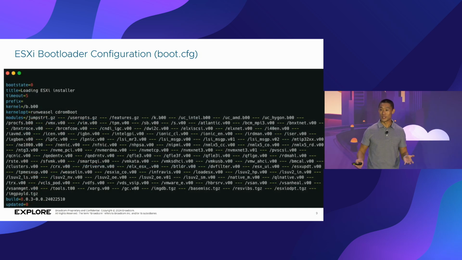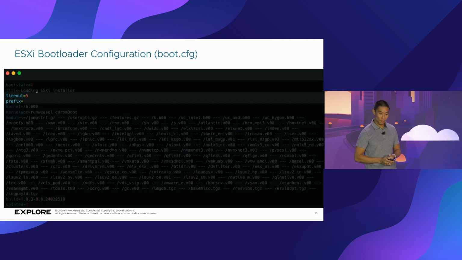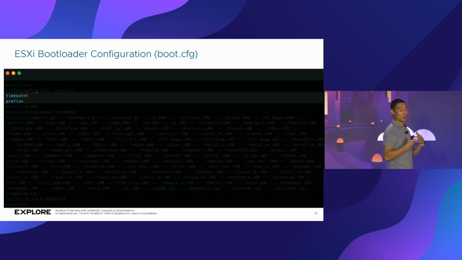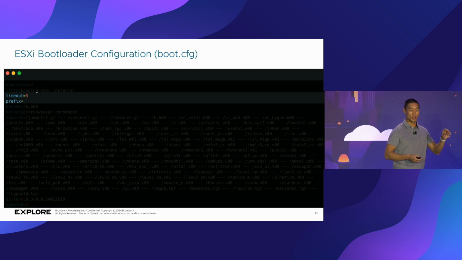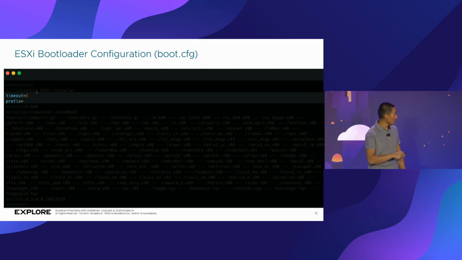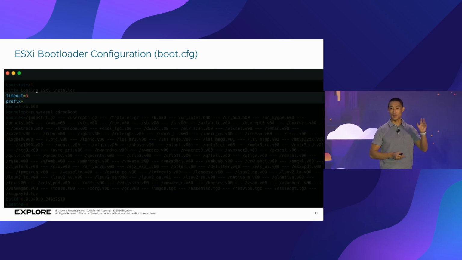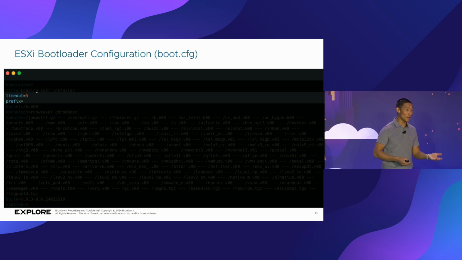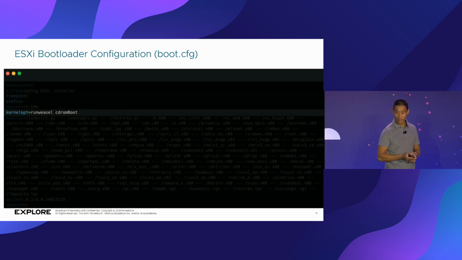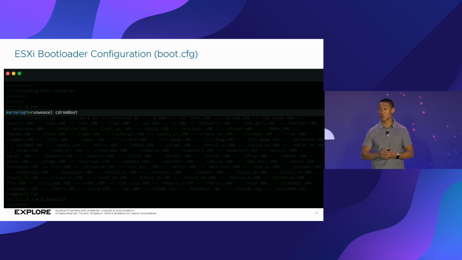Here's a full example of a bootloader configuration file. We have the timeout, and if you're having to wait for the system so you can hit enter, you can modify the timeout. The prefix is interesting because that's basically specifying the URI of where this media is. Is it over HTTP? Is it over NFS? Et cetera. This is the kernel runtime option, and so if you want to change different kernel options when the ESXi image boots up, this is where you would apply the configuration.